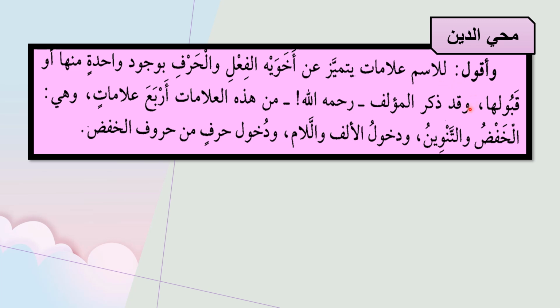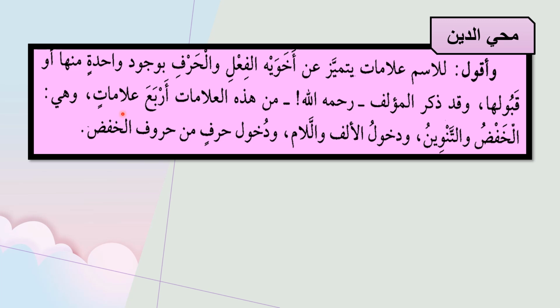Mahi ad-Din says that lil ism alamat yatamayyiz, means the signs that distinguish the noun from fail and harf, بوجود واحد منها أو قبولها, means accepting one of them. وقد ذكر المؤلف, so the compiler or the author. Who is the compiler author of this book? This is actually the explanation of the book of Al-Ajurrum. He has explained in an easy way. وقد ذكر مؤلف محي الدين رحمه الله, من هذه العلامات, from all these signs are أربع علامات. There are 4 signs that show that this particular word is a noun.